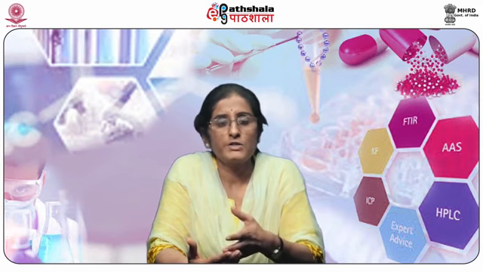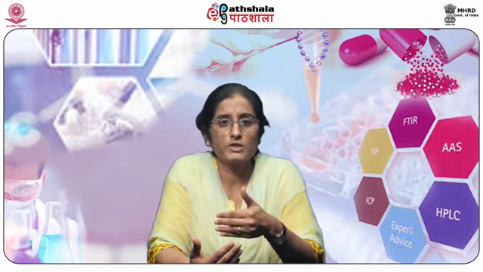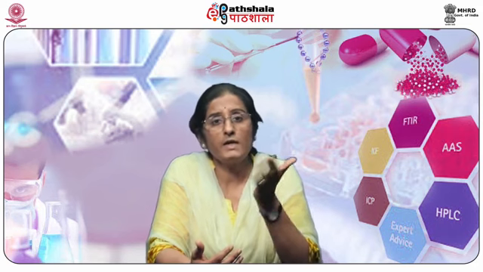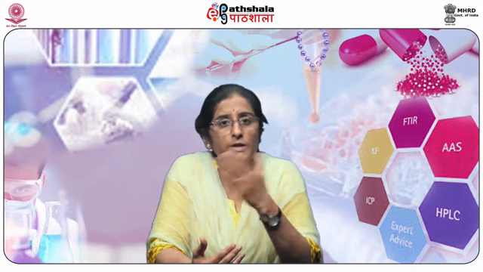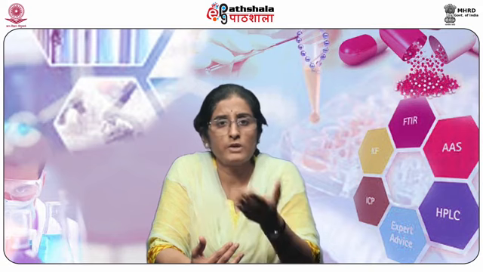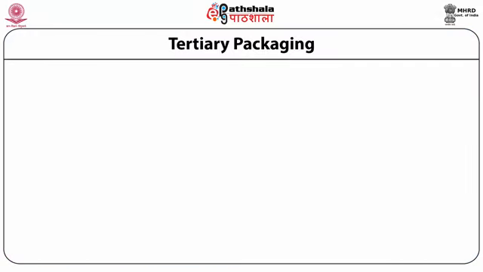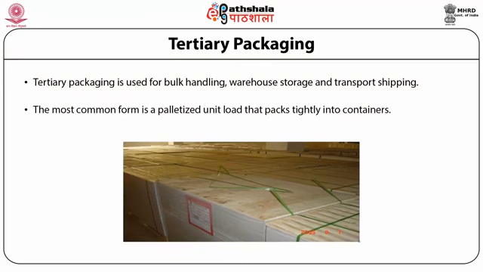The ancillary packaging is again divided into two. One is the secondary packaging material and another one is the tertiary pack or the transit pack. The secondary packaging components mean a packaging component that is not and will not become in direct contact with the dosage form. For example, cartons and overwrap for the blisters, closures, various types of leaflets, etc. Tertiary packaging system. The tertiary packaging is used for bulk handling, warehouse storage, and transport shipping. The most common form is a palletized unit load that packs tightly into containers.